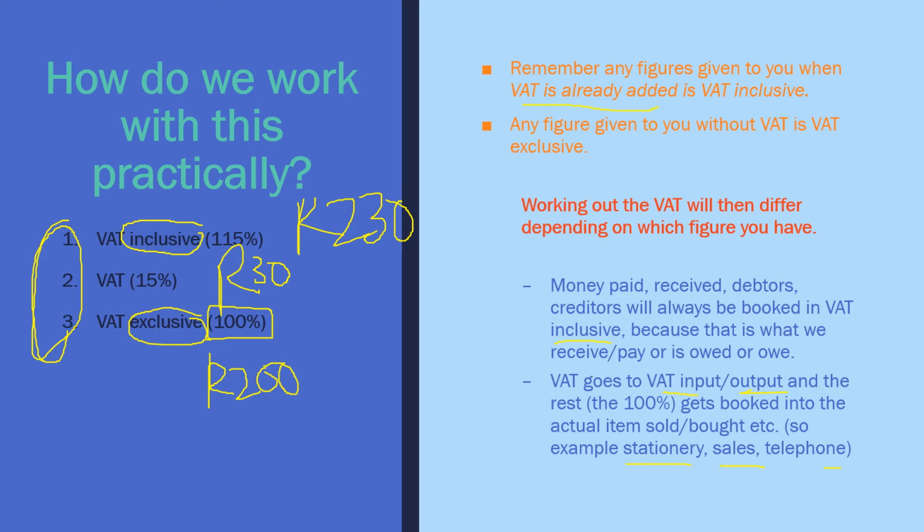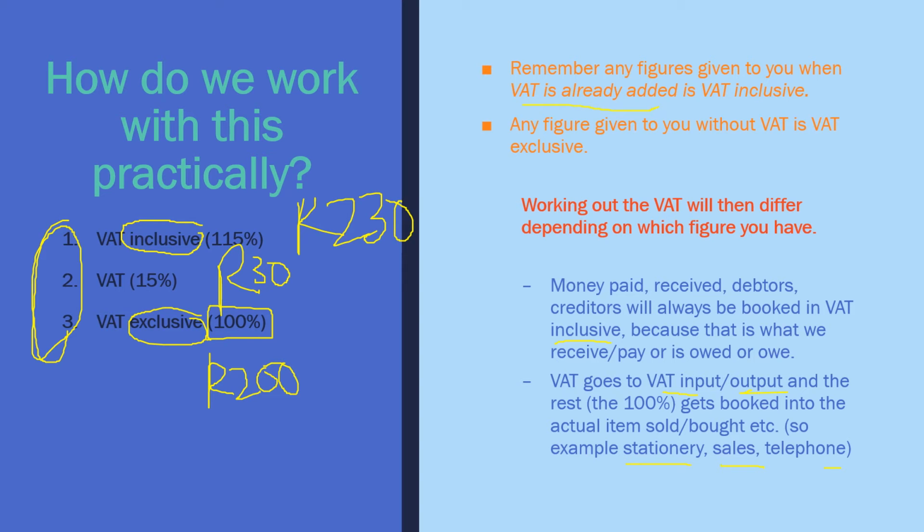The reason why I know that I can claim back some of the 230 is because stationery is a standard rated item. So that's why your previous slide becomes important. If it was fuel, it'll be different. But because it's stationery, a standard rated item, and a necessary business expense, I can claim back 15 of the 115 of the total invoice price, which was 230. So 30 Rand goes to either VAT input or VAT output.